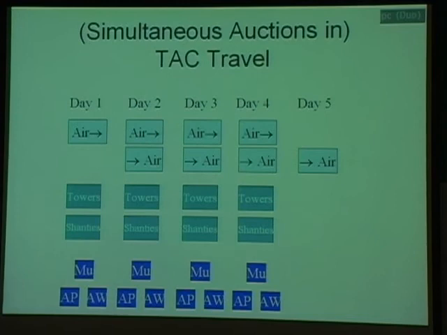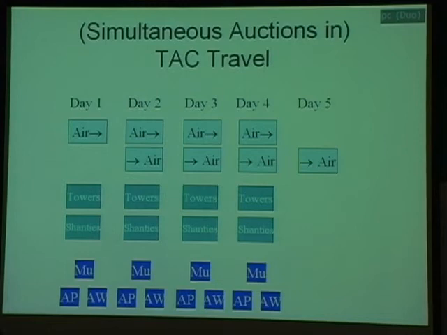The game pits 8 travel agents against each other, all trying to put together travel packages for hypothetical clients. Does anyone know about the trading agent competition already, other than John? Oh, a couple of people. Okay. So I won't get into the intricacies of the game except to say that there are 28 simultaneous auctions that the agents are bidding in, auctions of various different types. Flights, hotel rooms, entertainment tickets.